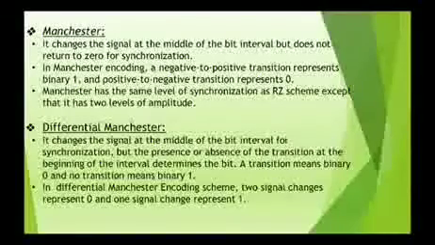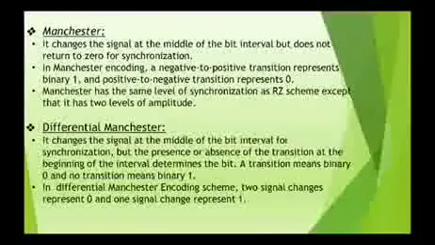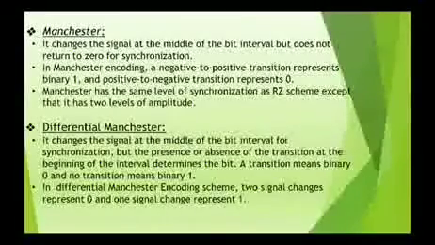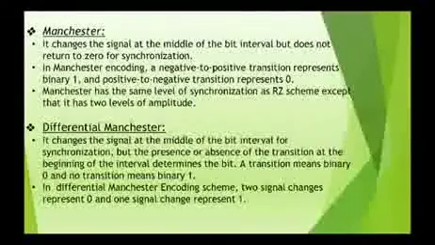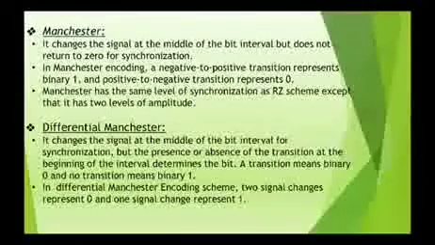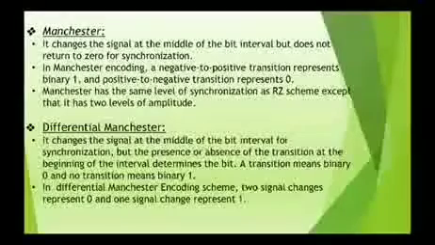Differential Manchester changes the signal at the middle of the bit interval for synchronization, but the presence or absence of the transition at the beginning of the interval determines the bit. Transition means binary 0 and no transition means binary 1. In the differential Manchester encoding scheme, two signal changes represent 0 and one signal change represents 1.